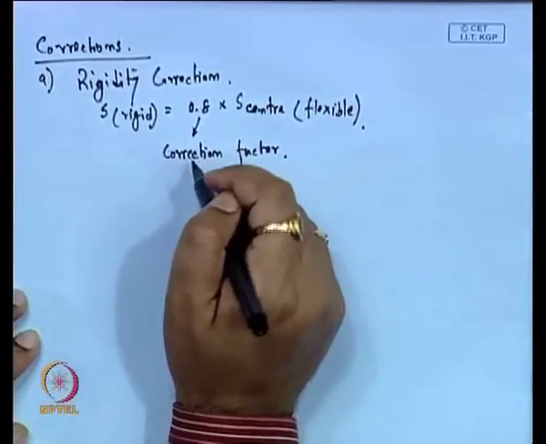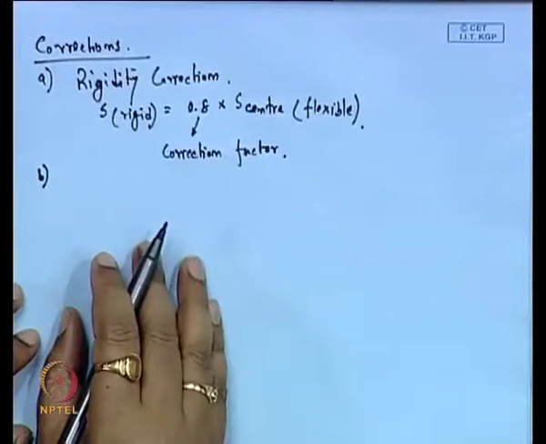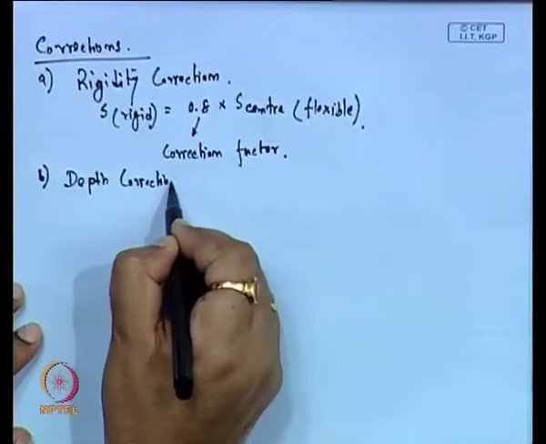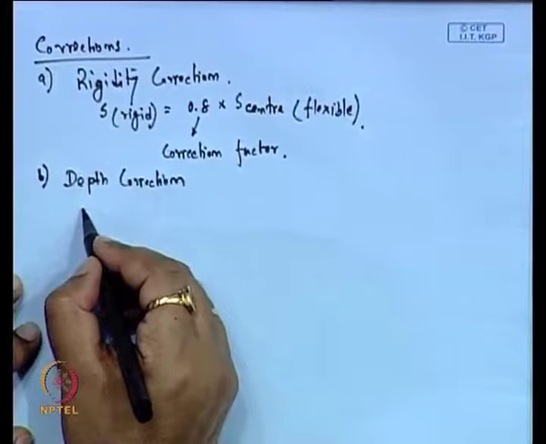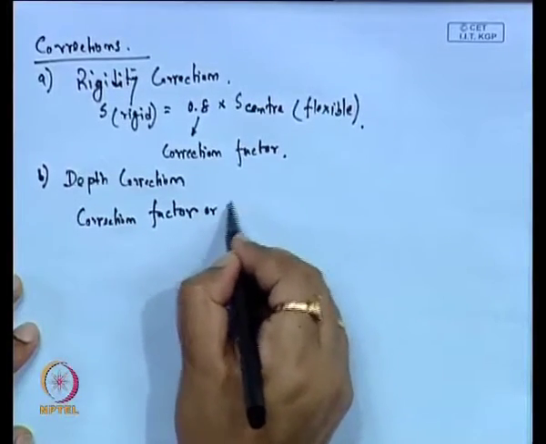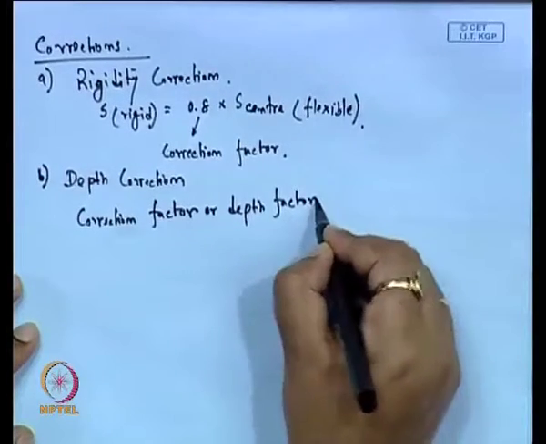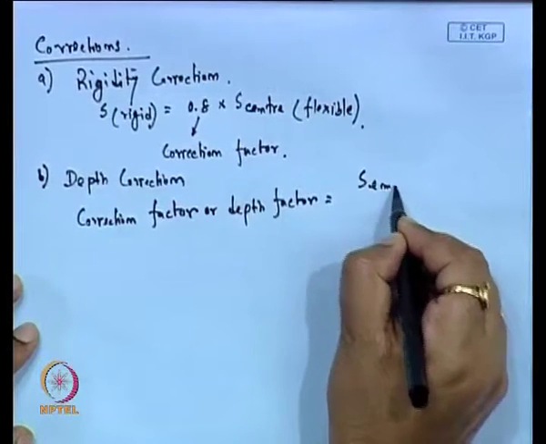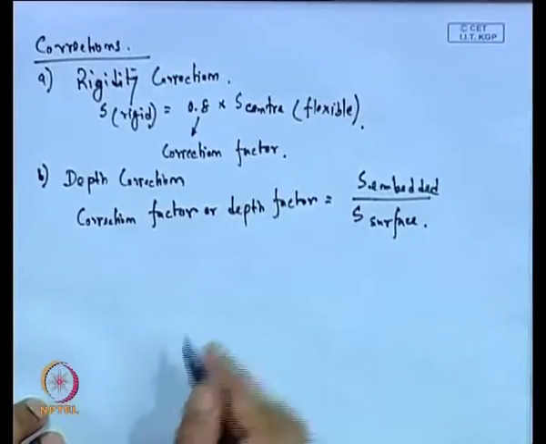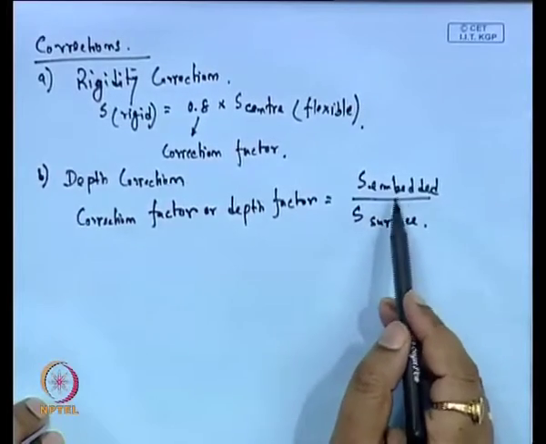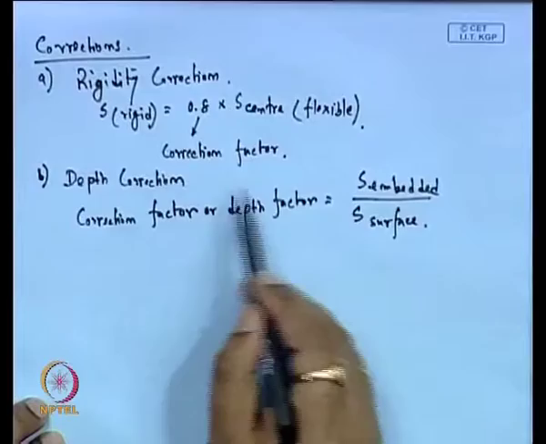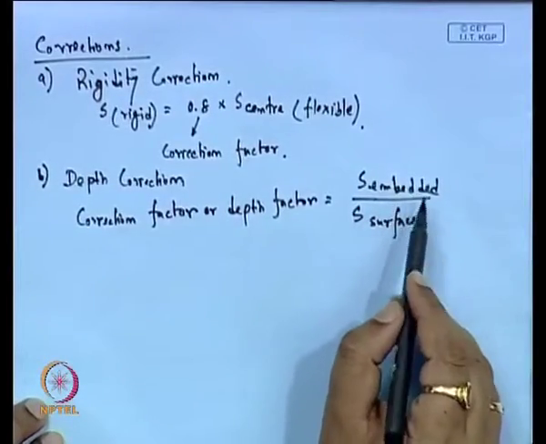This correction will apply only for the rigid foundation. Next, we will calculate the depth correction. This depth correction is the correction factor, or depth factor, that is equal to settlement at embedded over settlement at surface. If it is an embedded foundation, first we calculate the surface settlement, and then we apply the correction factor for the depth, then we will get the settlement for the embedded condition.